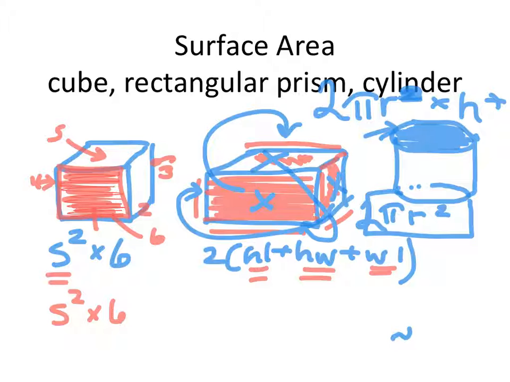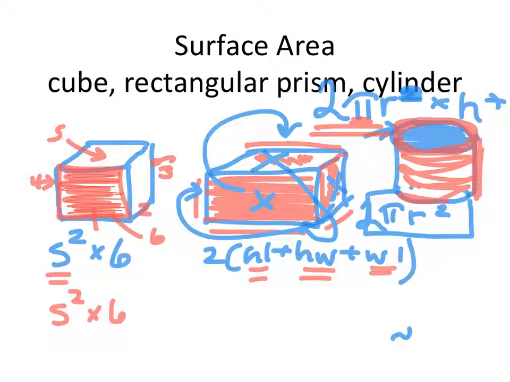Now we need to find the surface area of this part that goes around. To do that, we need to know the distance around, so that if we unfolded it, we would know what this distance would be, and then the height. We know that to find the distance around a circle, we take 2 pi times the radius, or pi times the diameter. And if we take that, it will give us this distance. And then we need to take that times the height.